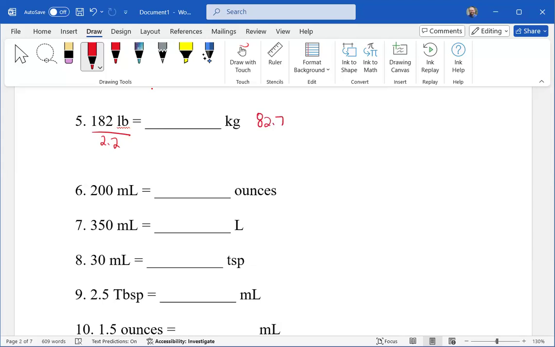So this one, we're going to get 82.72 repeating. So 72, 72, 72, and it just keeps going on and on and on. So again, we're going to round this to the nearest tenth. So we're going to look at the hundredths place. We see that it's a 2. So since it's a 2, which is 4 or fewer, we're not going to round up. We're just going to leave it at 82.7.